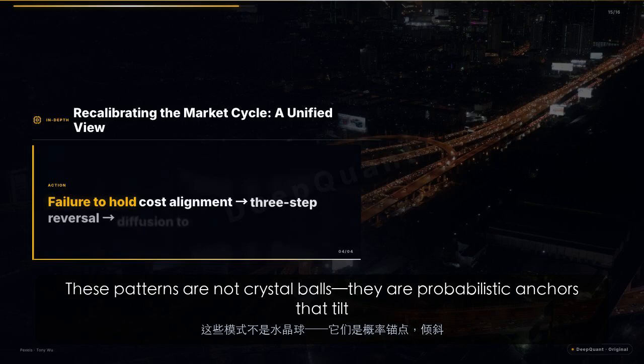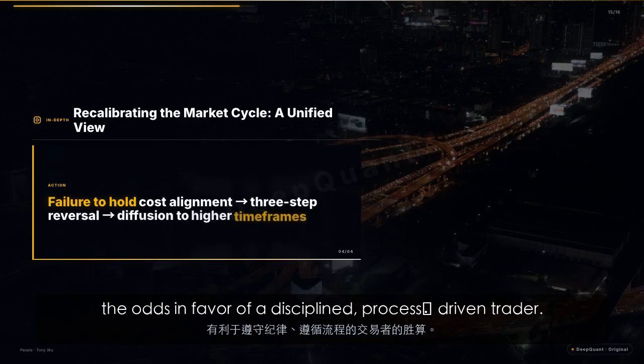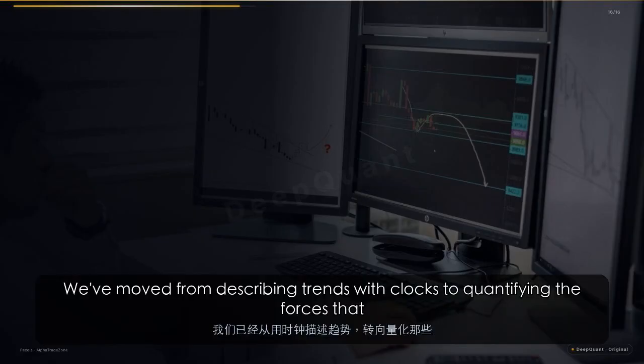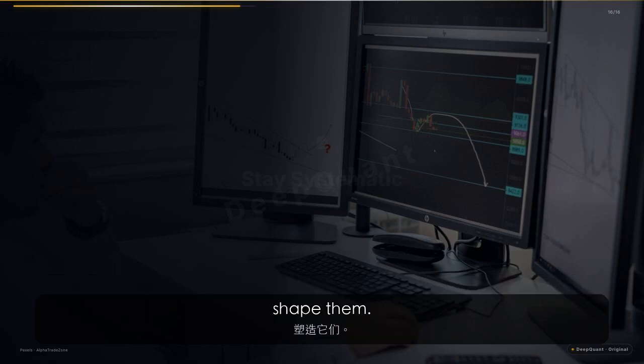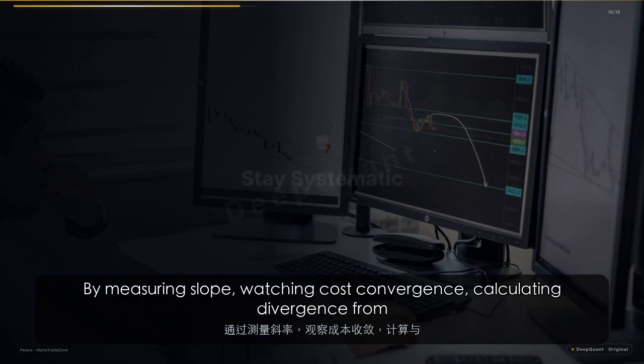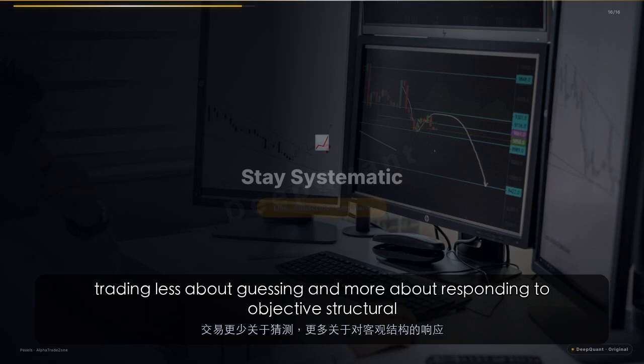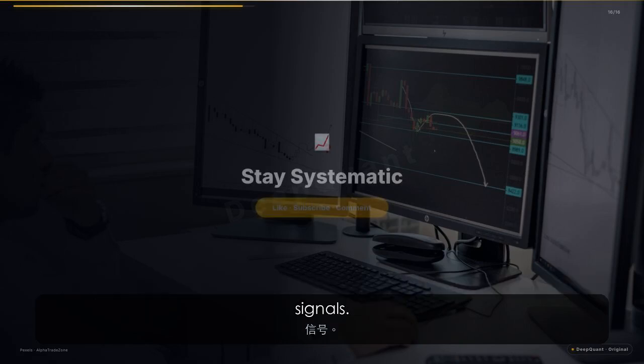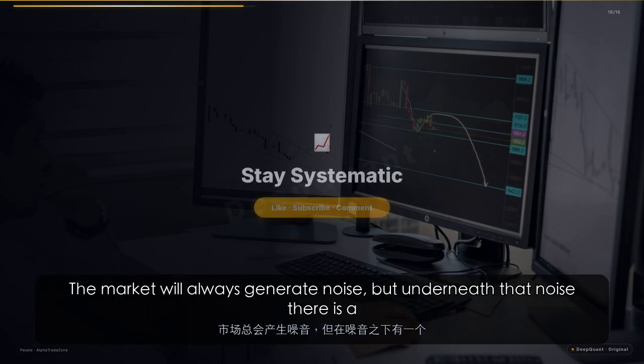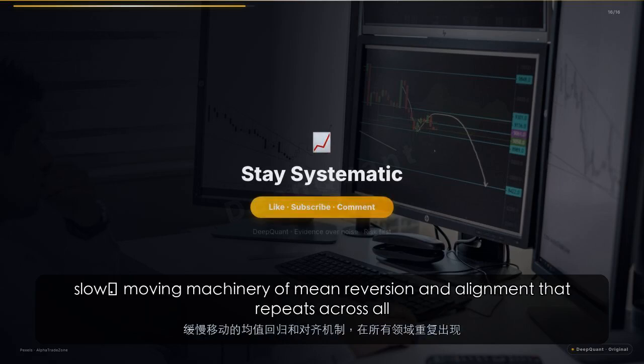These patterns are not crystal balls, they are probabilistic anchors that tilt the odds in favor of a disciplined, process-driven trader. We've moved from describing trends with clocks to quantifying the forces that shape them. By measuring slope, watching cost convergence, calculating divergence from moving averages, and tracking the diffusion of micro-level alignments, we make trading less about guessing and more about responding to objective structural signals. The market will always generate noise, but underneath that noise there is a slow-moving machinery of mean reversion and alignment that repeats across all liquid instruments.